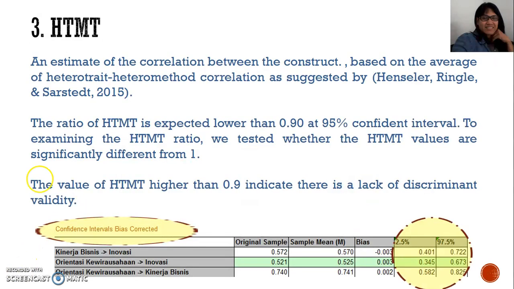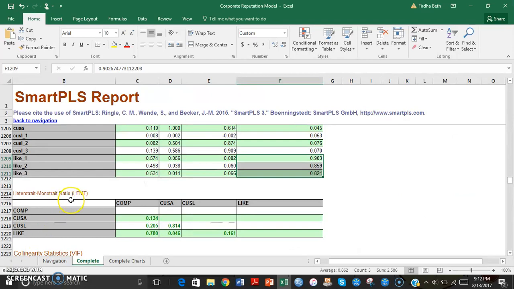The last is HTMT, an estimate of the correlation between the constructs based on the average of the correlations, as suggested by Henseler. The HTMT ratio is expected to be lower than 0.9. To examine the HTMT ratio, we test whether the HTMT values are significantly different from 1. To know that, we go back to the report. The result shows that the HTMT value should be lower than 0.9. Here, all the values are lower than 0.9.